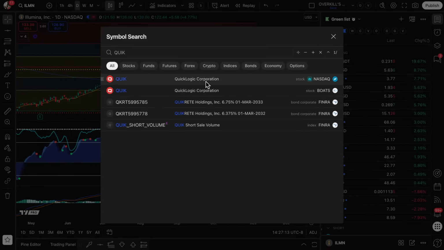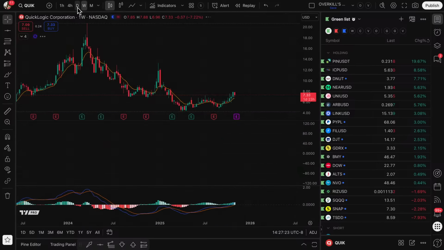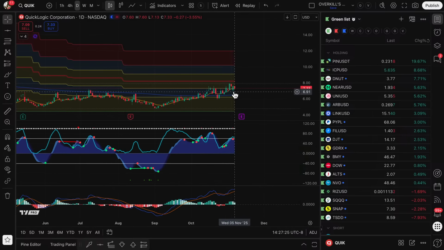QuickLogic Corporation. These guys, another penny stock here. Target would be 12. It's got a red dot there on the daily. I don't really trade penny stocks, guys, just to let you know. I don't mess around with penny stocks. I like to buy good quality companies, good quality projects.